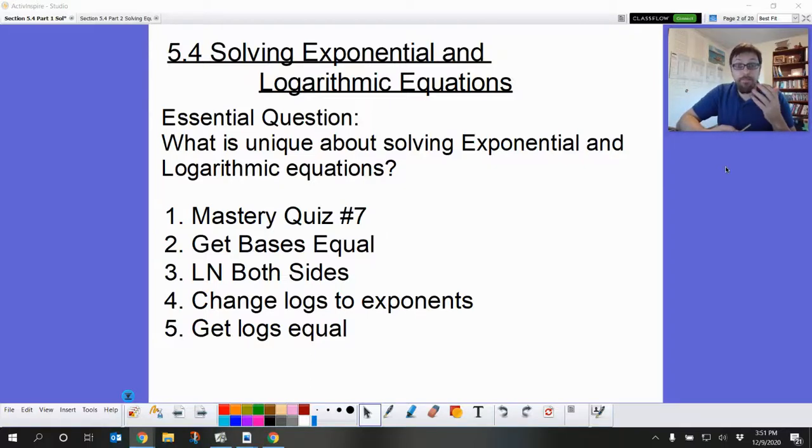All right, here we go. The final section of chapter 5. This is one of the major ones that makes people's heads pop off. So if you have trouble, let me know.